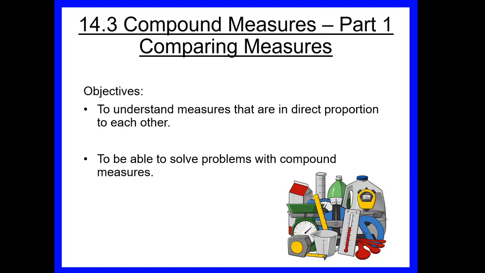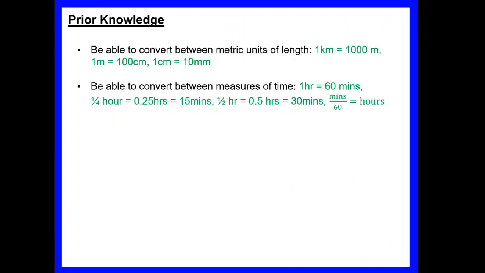So our objectives today then are to understand measures that are in direct proportion to each other. So remember, direct proportion means as one goes up, the other goes up at the same rate, or as one goes down, the other goes down at the same rate, and to be able to solve problems with compound measures. So compound measures, measures where there is more than one unit involved.